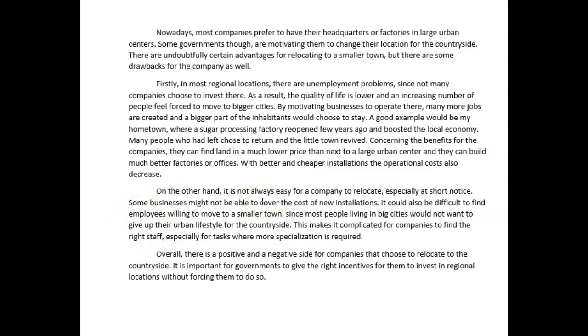It could also be difficult to find employees willing to move to a smaller town, since most people living in big cities would not want to give up their urban lifestyle for the countryside. This makes it complicated for companies to find the right staff, especially for tasks where more specialization is required.